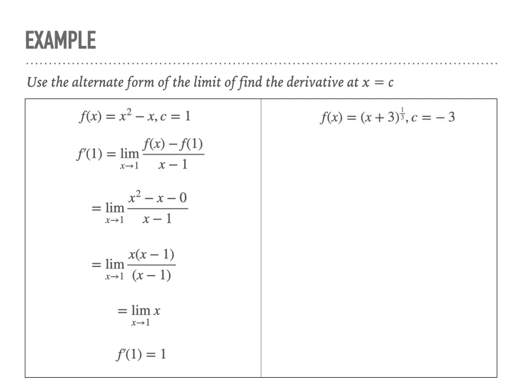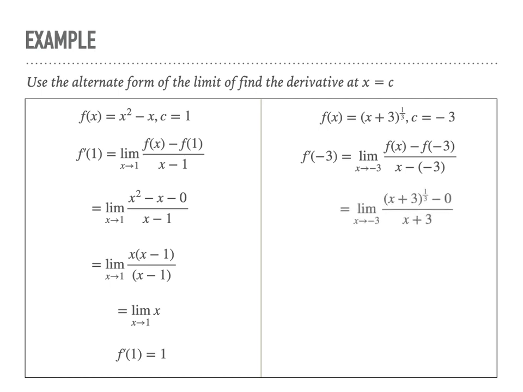Next up, we have f of x equals (x plus 3) to the power of 1/3, and let's evaluate it at c equals negative 3. So we're finding f prime of negative 3. We simply plug in the following values, and we plug in (x plus 3) to the power of 1/3 for f of x, and f of negative 3 is 0, because we just plug in negative 3 in the original function, and we get 0.